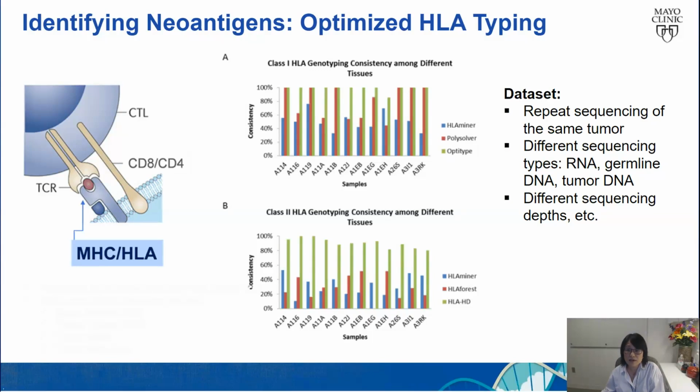As shown in the 2 figures in the middle, the x-axis are the different patients, y-axis is the degree of consistency between repeated samples. OptiType, the upper panel in green, was the best class 1 HLA typing tool, and HLA-HD, lower panel in green, was the best class 2 typing tool. I want to draw your attention to the big difference of performance between tools, so tool selection is a key.